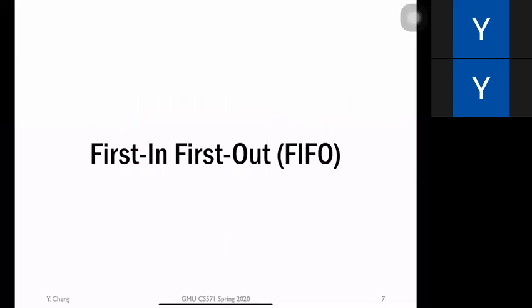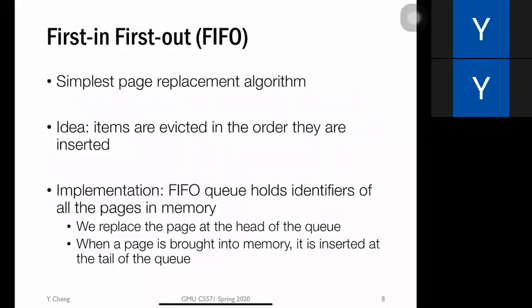Okay, so let's next take a look at our very first basic cache replacement policy, FIFO. FIFO is one of the simplest fundamental page replacement policies. Its idea is really straightforward. You just evict the items strictly based on the order they were inserted into the cache.